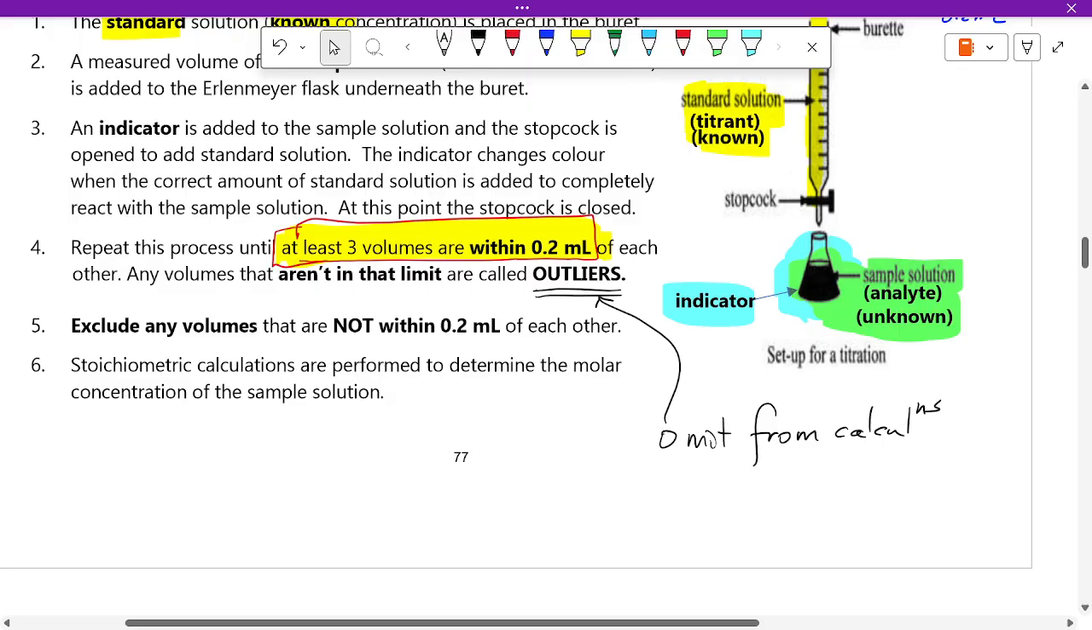All right, and then you do your stoichiometric calculations. You find moles of A, you find moles of B, and then you find your concentration, and that's it.